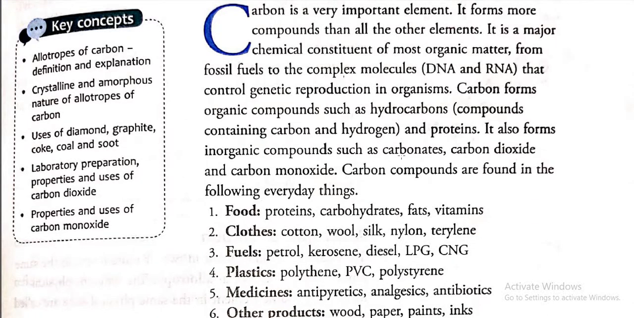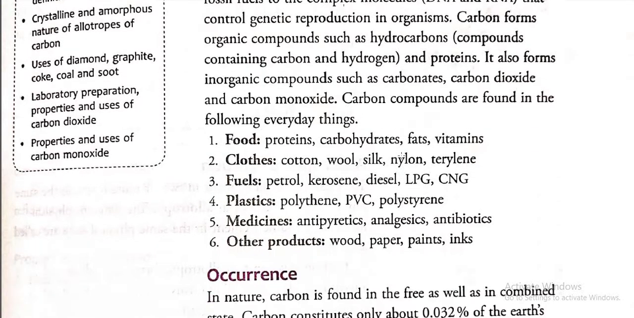Carbon compounds are found in the following everyday things, as we know: food in the form of proteins, carbohydrates, fats, vitamins; clothes, cotton, wool, silk, nylon, terylene; fuels, petrol, kerosene, diesel, LPG, CNG, liquefied petroleum gas, compressed natural gas; plastics, polythene, PVC, polyvinyl chloride, polystyrene, all these are polymers.